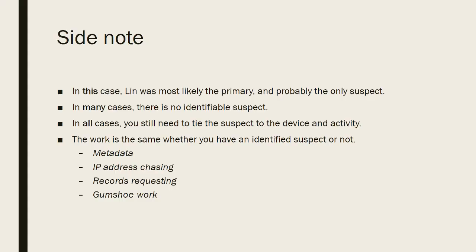Okay, so again, a side note, Lynn was easily the primary suspect, and most likely the only suspect, unless he had conspirators that were helping him send emails or spoof emails. In many cases, there isn't a suspect that's identified, right? But in all the cases, you still have to tie the suspect to a device or devices and each activity. If you have 100 emails, the goal is to tie 100 emails to that suspect, if that suspect did 100 emails, obviously. The work's going to be the same whether you have an identified suspect or not.